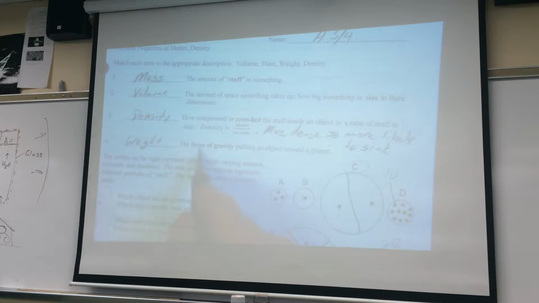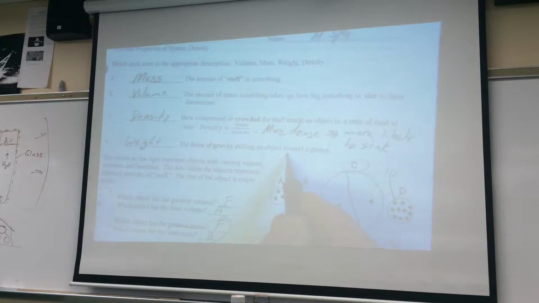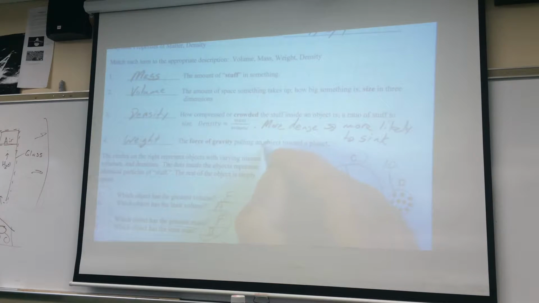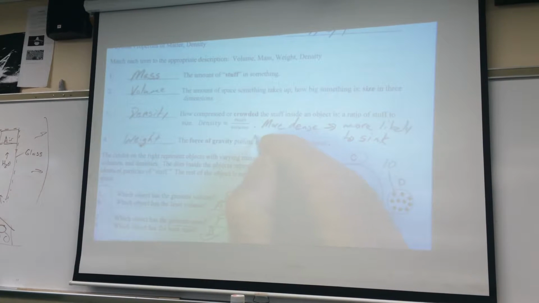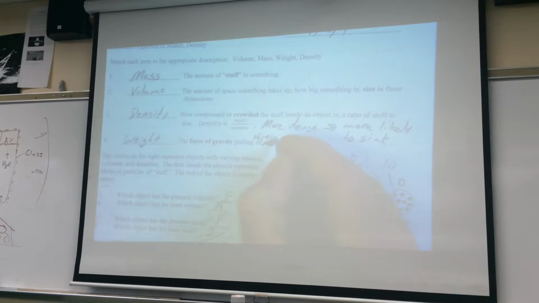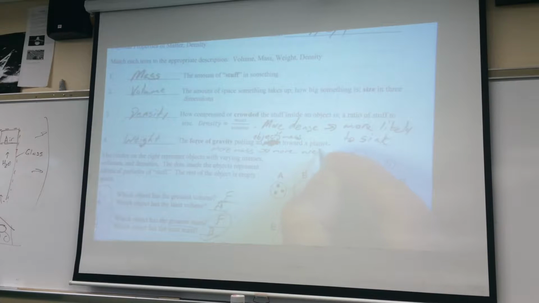Up here, the force of gravity pulling an object toward a planet. I'm going to modify that now. I'm going to change it to, you don't have to change it, but I'm going to change it to an object's mass. So what gravity does is it pulls two masses together. The more mass you have, the more gravity pulls you toward another mass. So the more mass you have, the more weight you have. The less mass you have, the less weight you have. More mass means more weight.